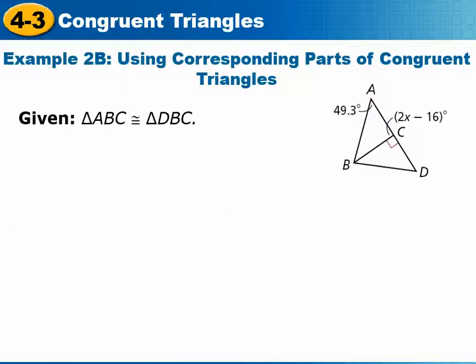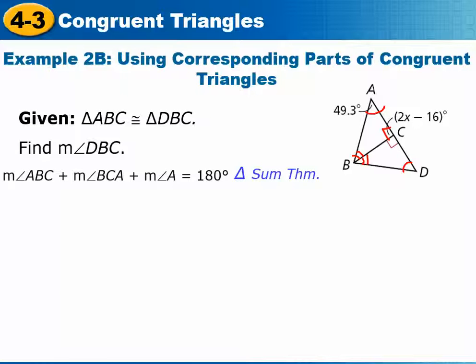Okay, here's another one. In this one, it says again that triangle ABC is congruent to triangle DBC, and they want us to find the measure of angle DBC. So this time, I'm just going to mark the congruent parts again. We know this is 90, and we know these two are equal. So this time, we're given some different information.